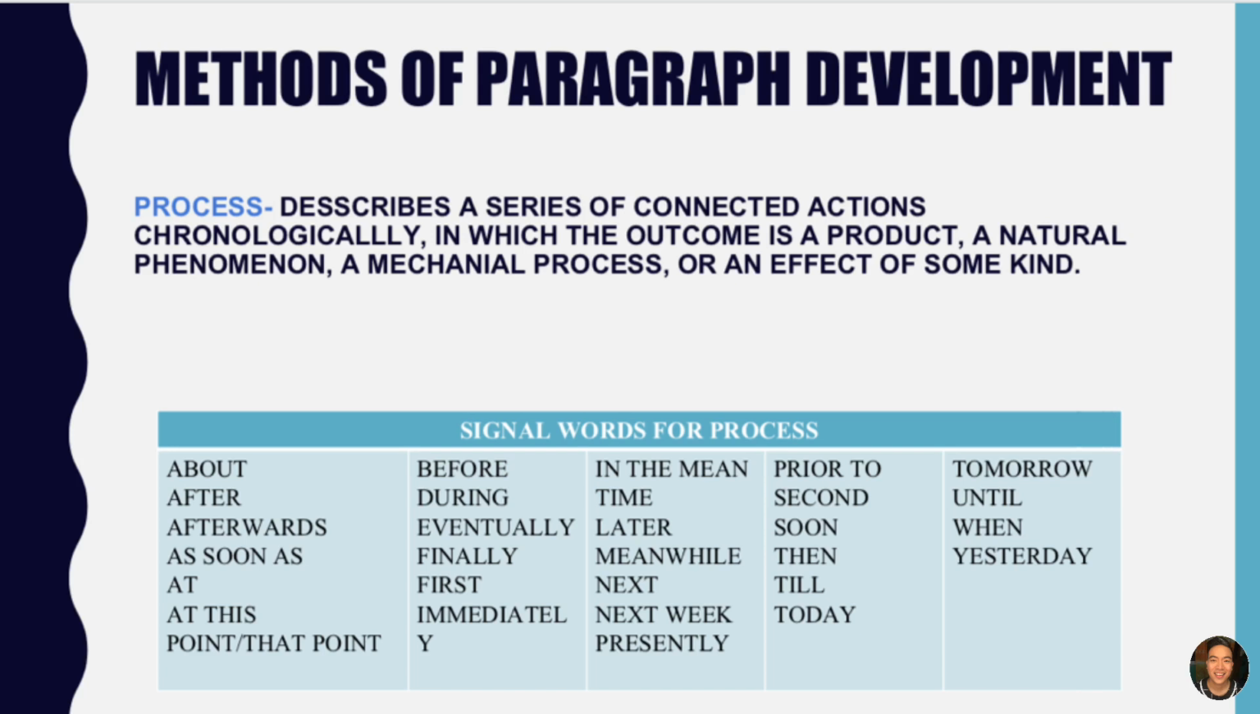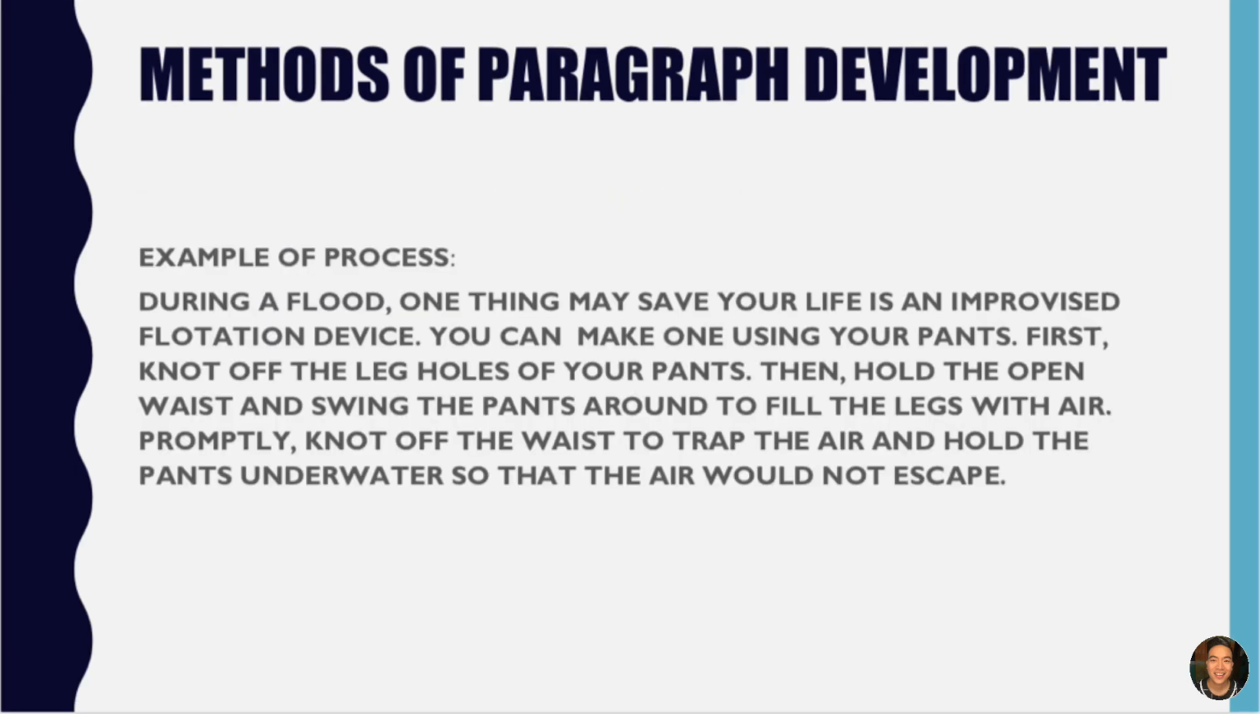We have about, after, afterwards, as soon as, at this point, before, during, eventually, finally, first, immediately, in the meantime, later, meanwhile, next, next week, presently, prior to, second, soon, then, till, today, tomorrow, until, when, and yesterday. So let's take a look at the example here and try to identify or indicate the signal words that are used in this type of development.